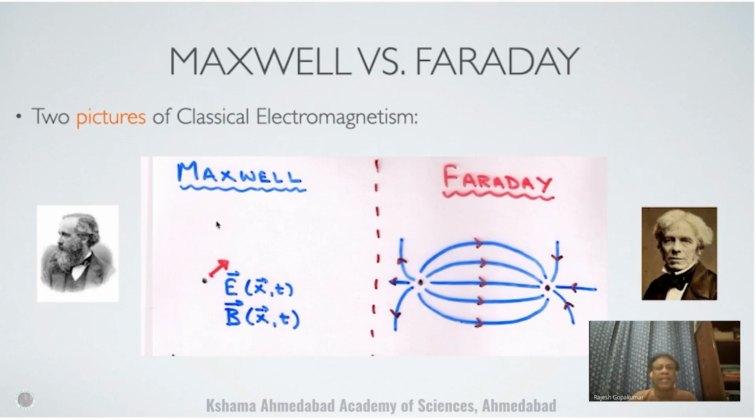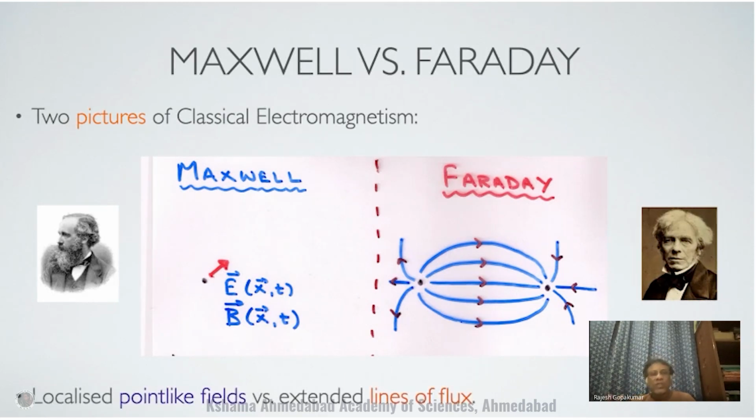This field picture is very different from this side. The left-hand side seems quite different from the right-hand side, these lines of flux. But there are two equally valid pictures with which to view classical electromagnetism. So one is localized, these point-like fields. The other is extended. That's, in a sense, the difference.